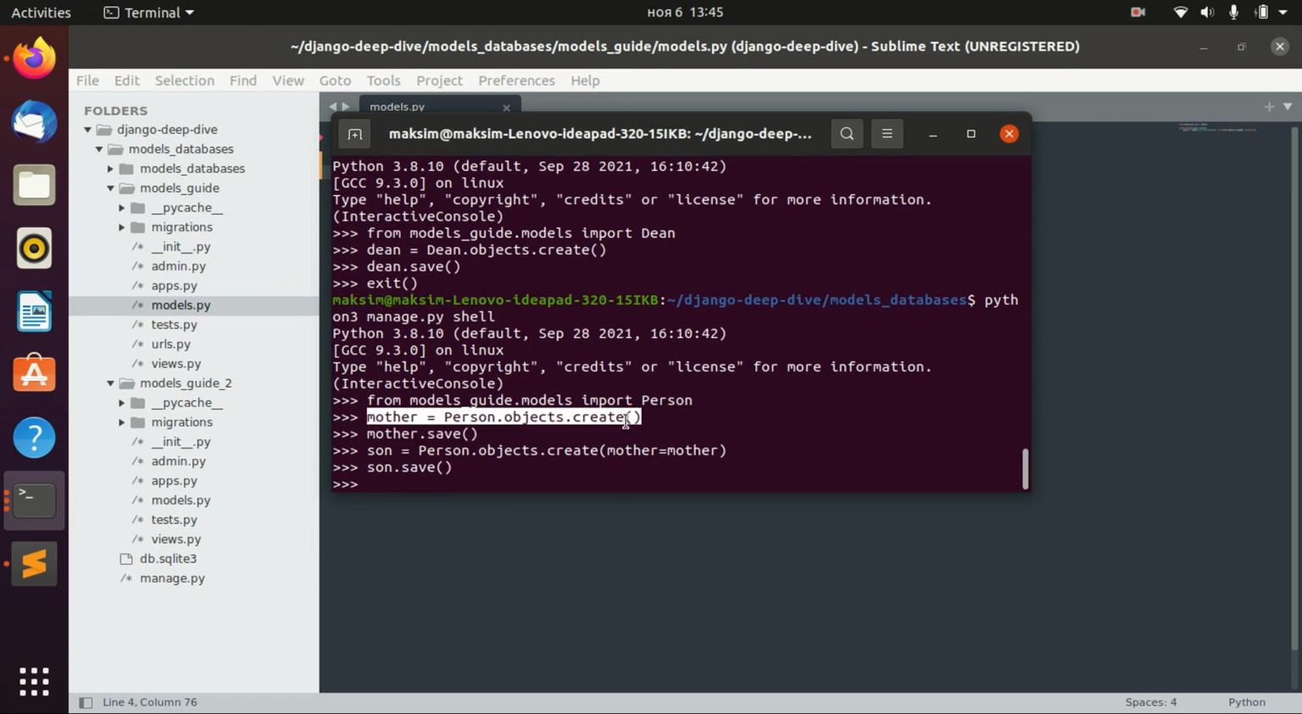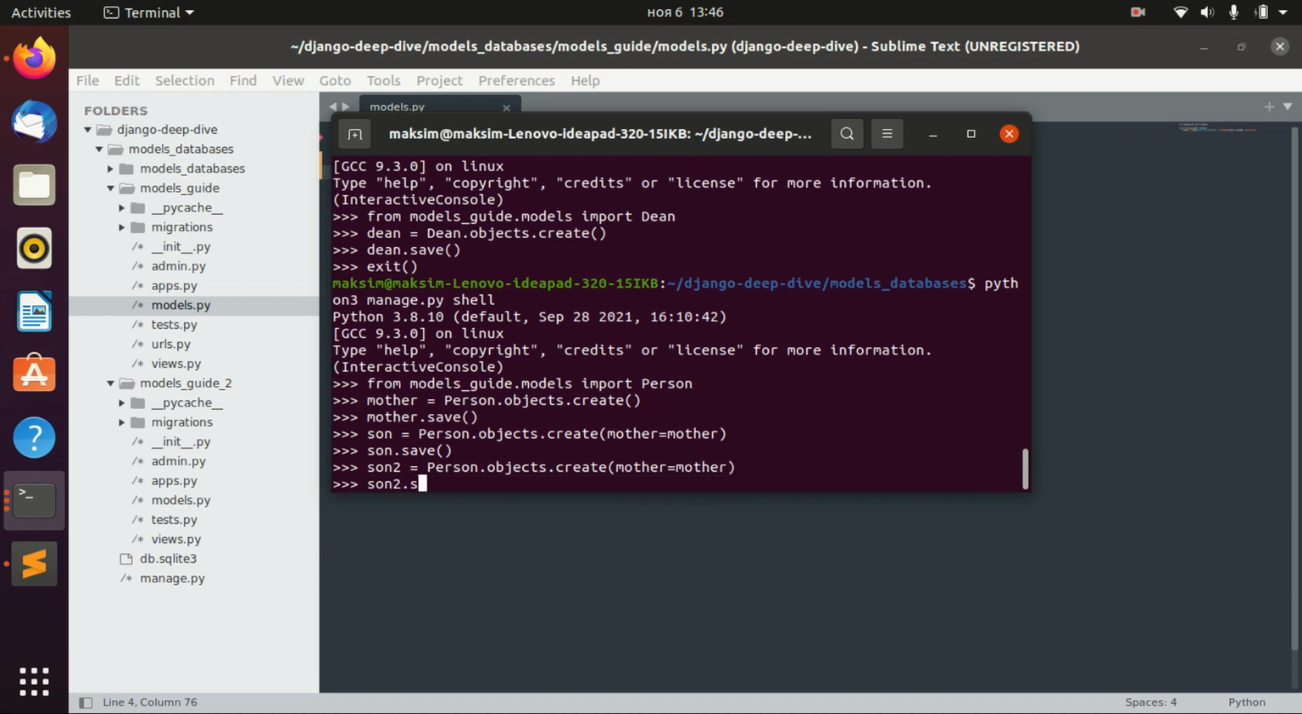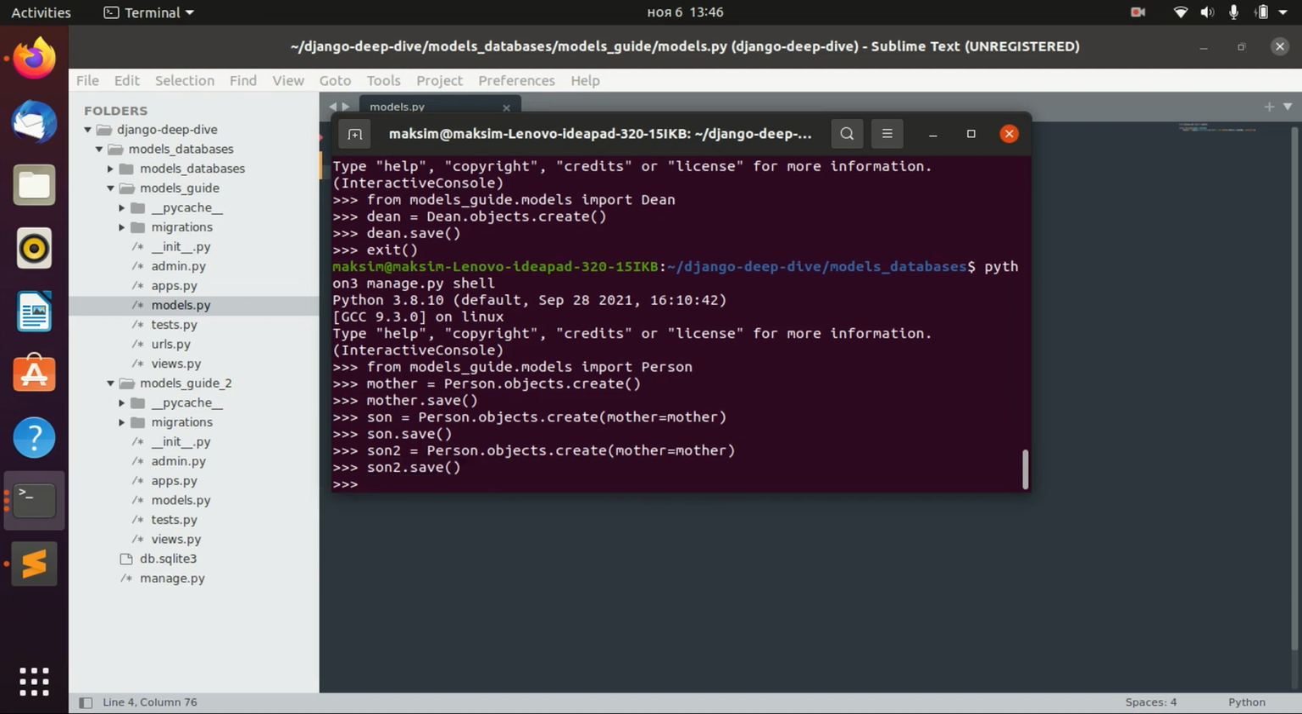which doesn't take any parameters, and I saved her, and then I define son with this mother, and I also can create son number two, with the same mother. And right now, what we have is that we have one mother and two sons. So it's one-to-many relation.